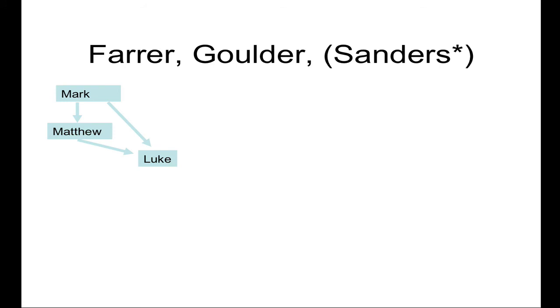A legitimate contender that is supported by a minority of current scholars that deviates from the two-source hypothesis is what's generally called the Farrer-Goulder hypothesis. Sometimes it's also taken up quite seriously by E.P. Sanders, and that is that Mark's written first. That makes sense. Matthew uses Mark, and Luke uses the two of them.